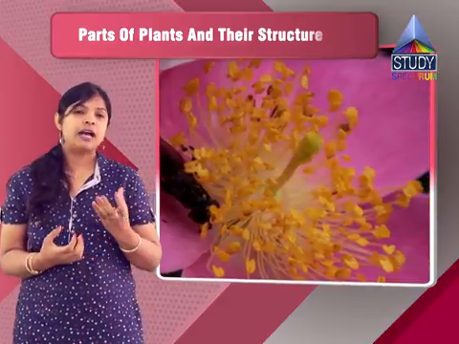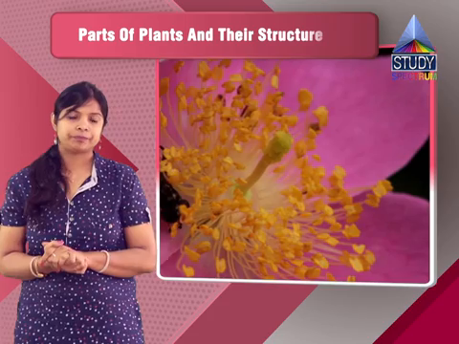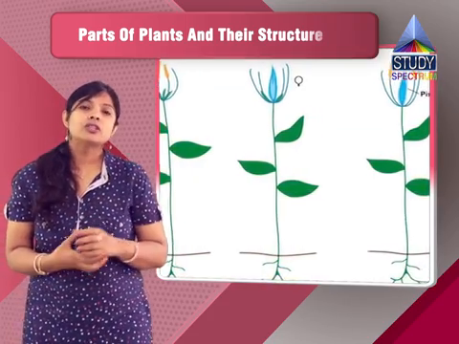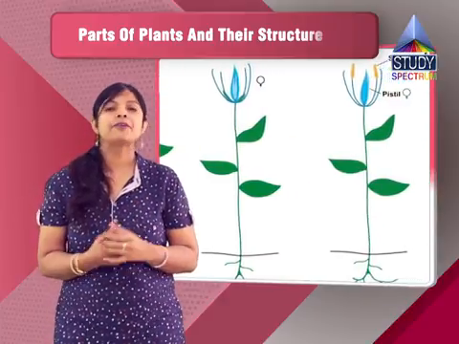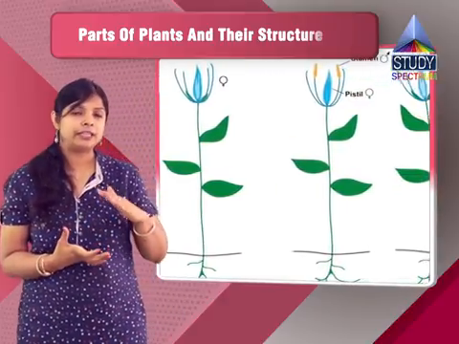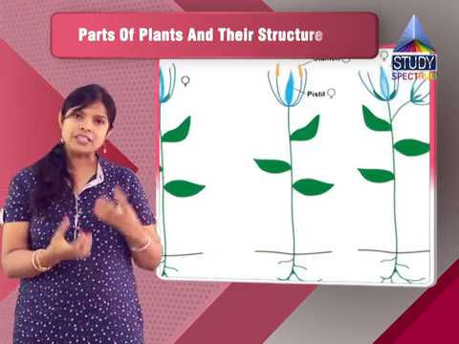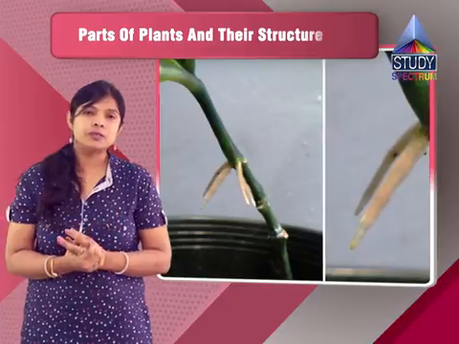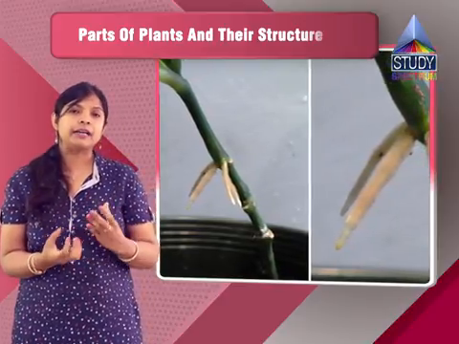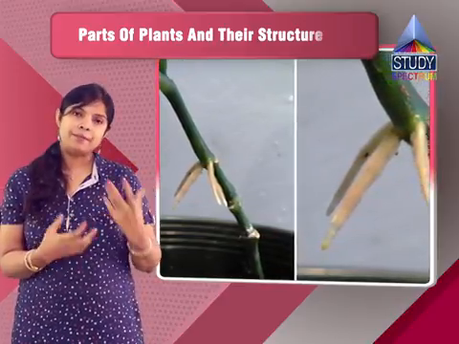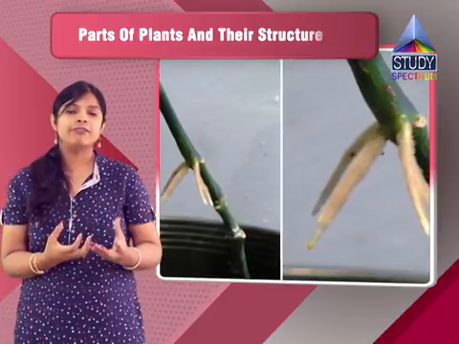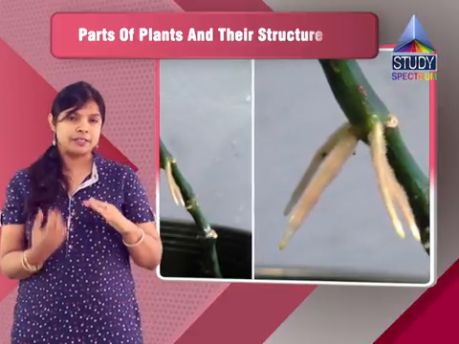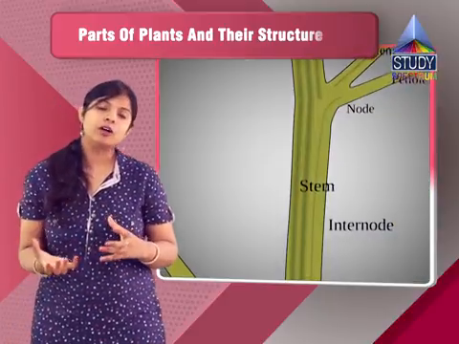Now next question, answer the following questions. Name the parts of a plant. So students, as we have discussed earlier, we can divide the parts of plants into two parts. One is the shoot system and another is the root system. So what is the shoot system? Stem, leaves, branches, fruits and flowers come in the shoot system, and the part which is present in the soil is called the roots of the plant.